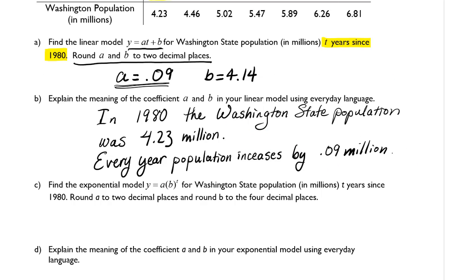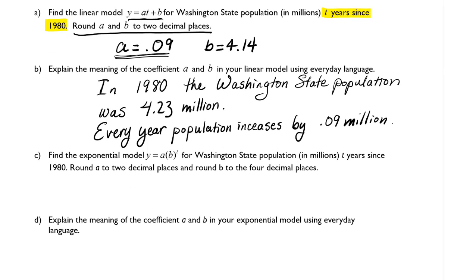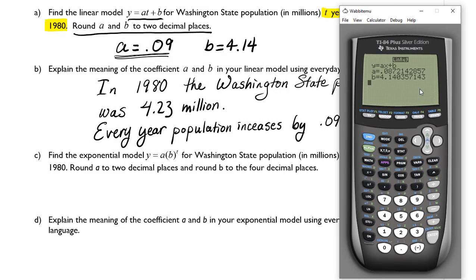Find the exponential model. So now we're going to use a different model using the same data points, but we're going to use an exponential model to approximate the growth of the population in Washington state. So we'll go back to Stat, Calc, and we're going to arrow down to exponential regression. Hit enter a few times, calculate, and we now have the exponential regression. We again round a and b to 2 decimal places, so a will be 4.22 and b is 1.02.